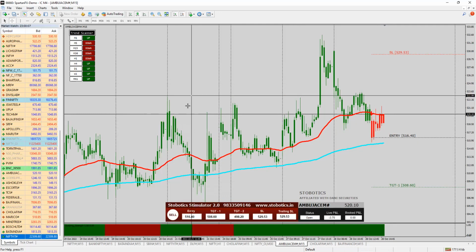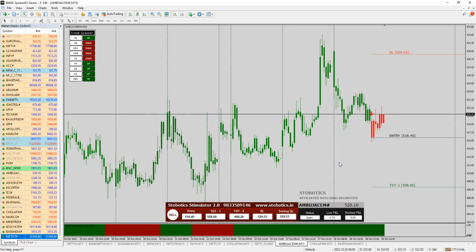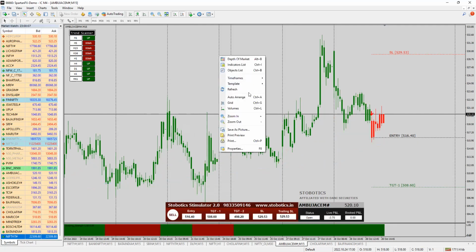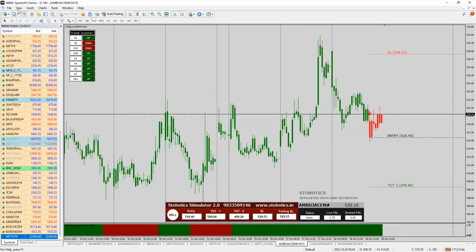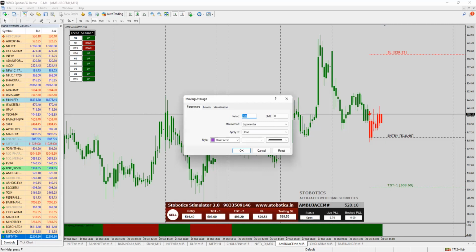Now, how do we save this template? I'm just deleting this. Suman, you can have a look at it. Deleting it. This is also getting deleted. I'll just refresh it, and then I will add it. Insert over here, indicators over here, and trend over here. Moving average. So over here 200.